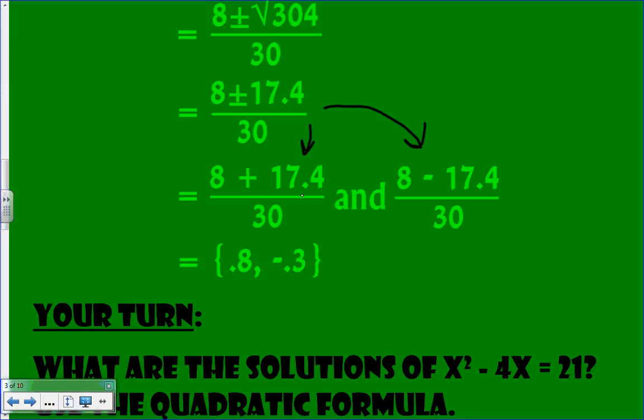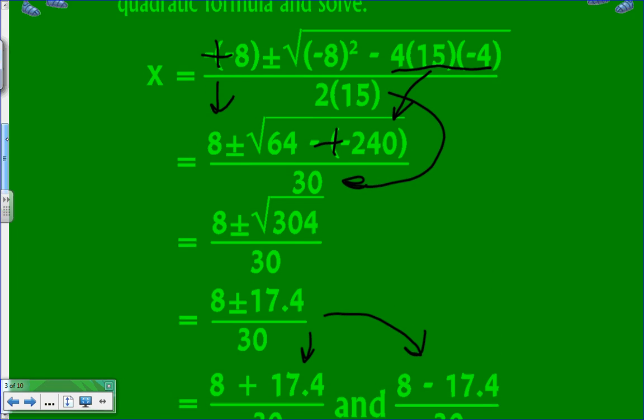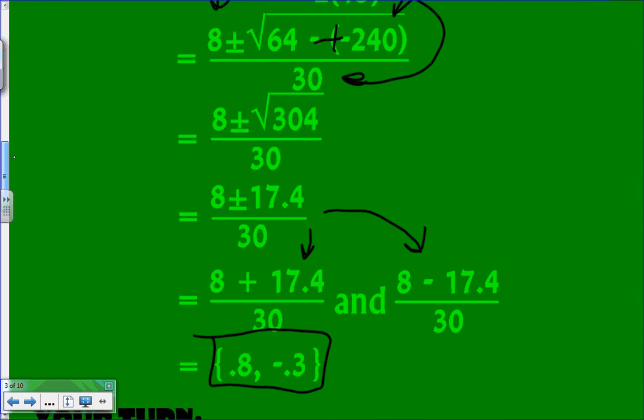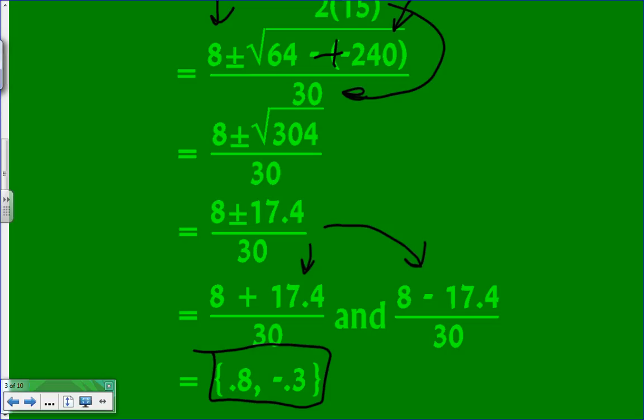Because 8 plus 17.4 is 25.4, and you divide it by 30, you get 0.8. And 8 minus 17.4, all divided by 30, you end up getting negative 0.3. So there's our two solutions. They're not pretty in this one, but using that quadratic formula, you're just plugging in A, B, and C and solving. It's a formula. Formulas are great. This one's a little bit messy and hard to remember, but it's great if you can plug it in and use it.